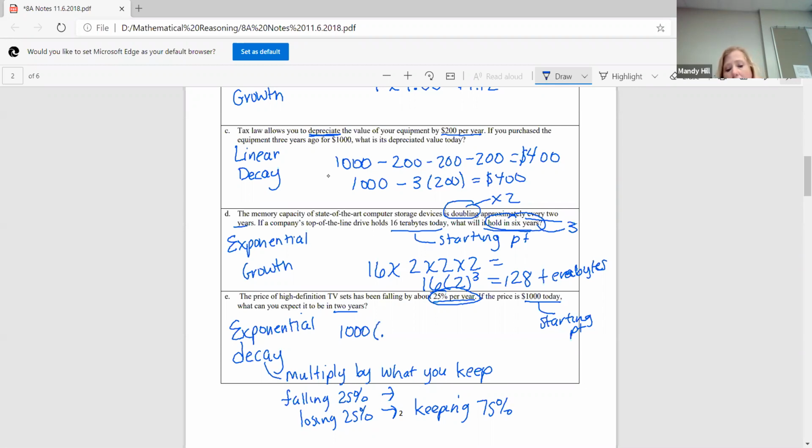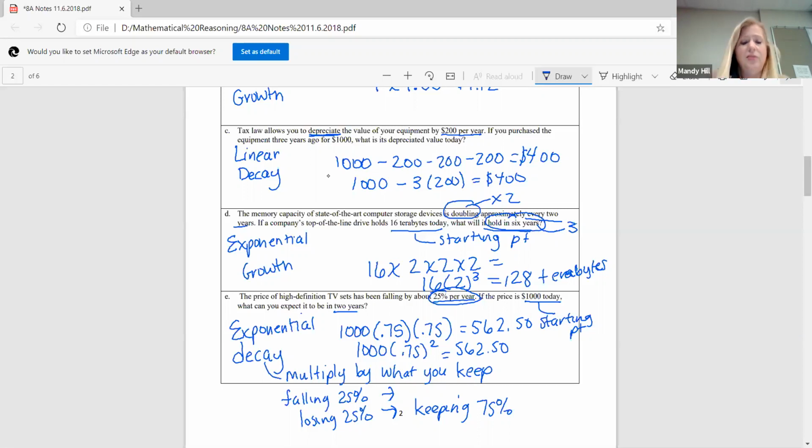So 1,000, you want to multiply by what you're keeping. And since this is happening in 2 years, we would want to multiply by it twice. Another way to write that would be 1,000 times 0.75 raised to the 2nd power. Both of those would get you the exact same answer, which is $562.50.